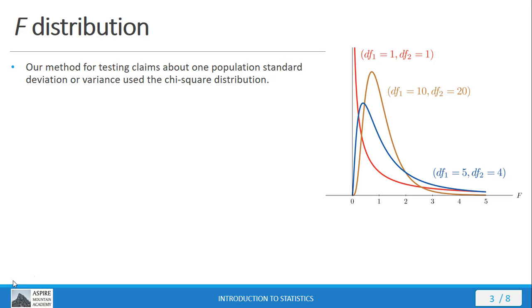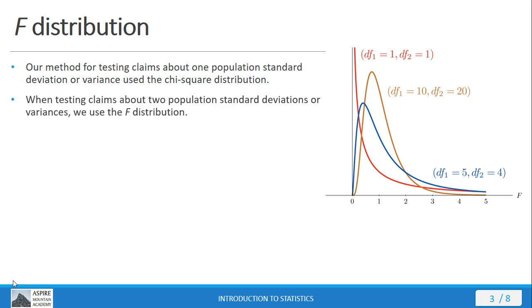So our method for testing claims about one population standard deviation or variance used the chi-square distribution. Well, when we move on to two population standard deviations or variances, we're going to use a different distribution that's like the chi-square distribution, but has one main difference, which is that the F distribution has 2 degrees of freedom as opposed to just one degree of freedom variable.